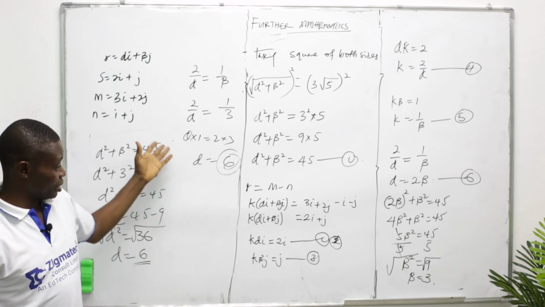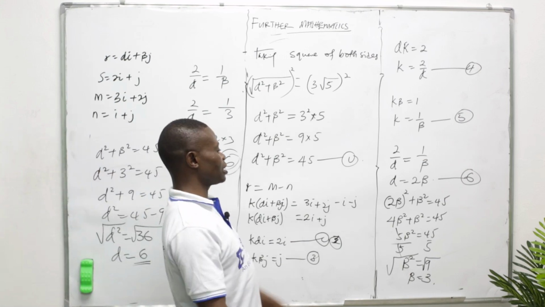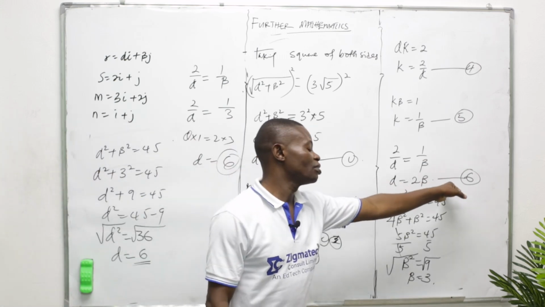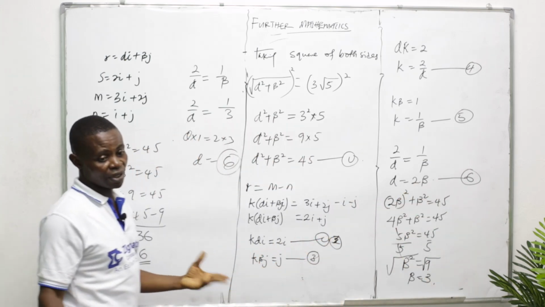If I feel like I'm not satisfied, I can go back and recall another thing. What am I going to recall? Recall that alpha equals what? 2 beta. Who is beta? 3. 2 times 3, 6. Is it the same? Yes.